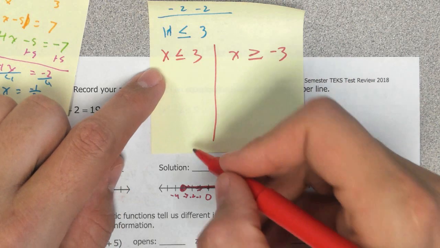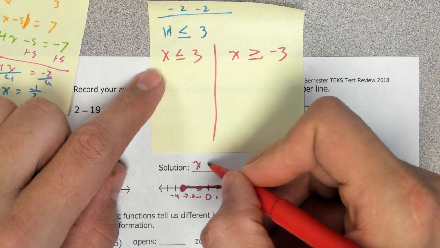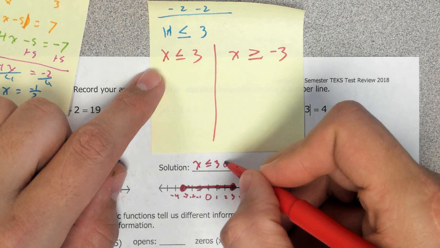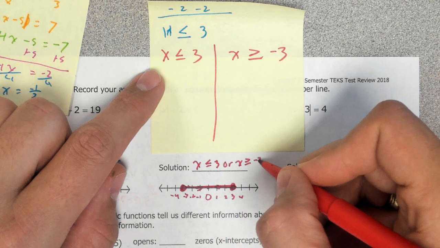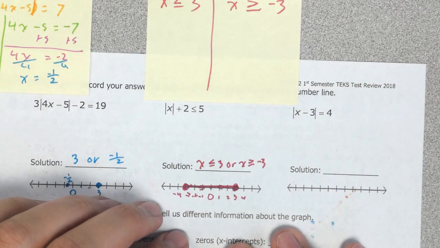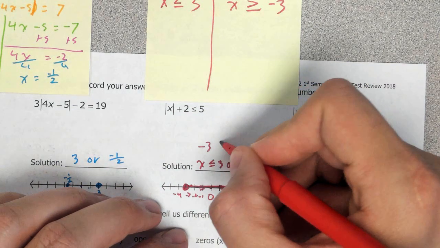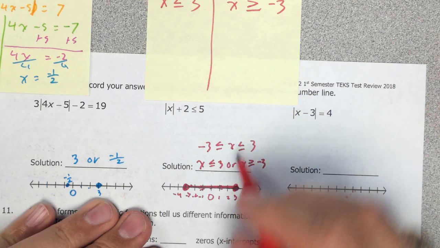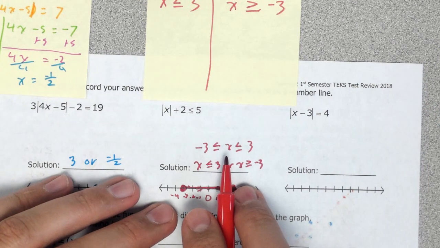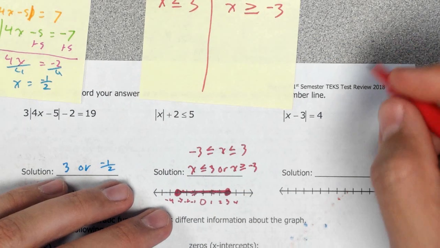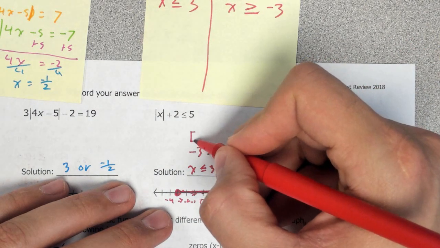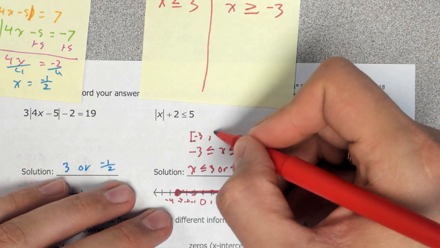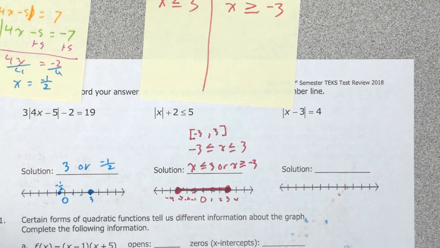Because they're combined into one, I can write that two ways. I can write it as I see up here: x is less than 3 or x is greater than or equal to negative 3. But I could also represent that as negative 3 is less than or equal to x less than or equal to 3. That's another option. And then there's another option that I like, set notation, negative 3 to positive 3 inclusive. Any of those three will work. You need to recognize all three of those.